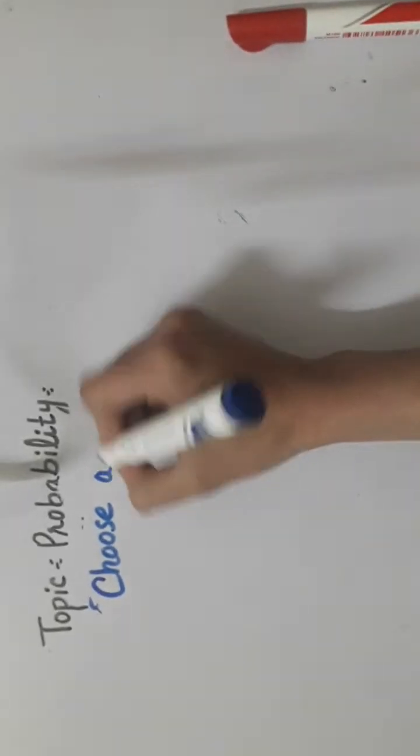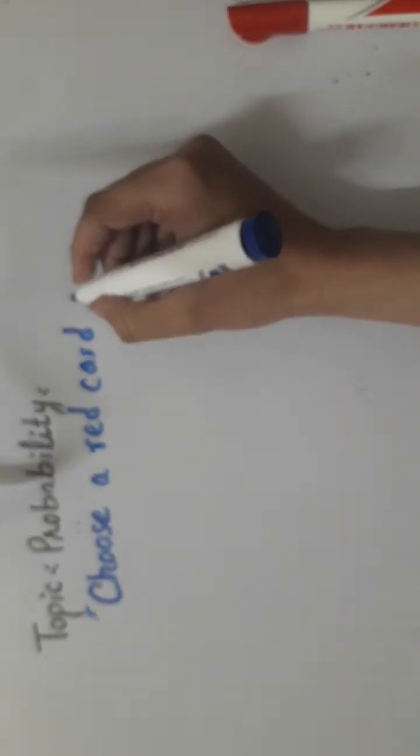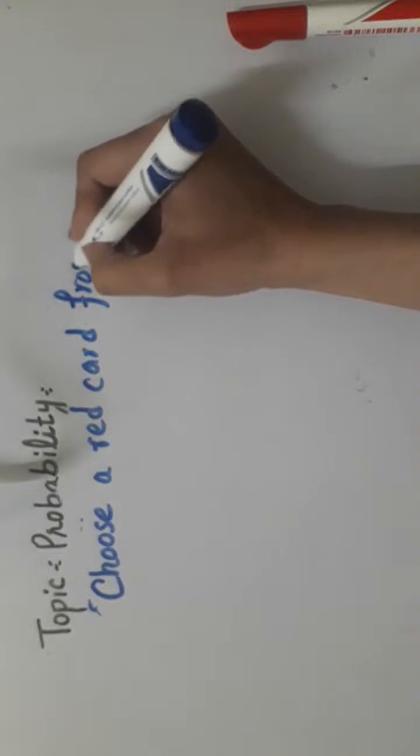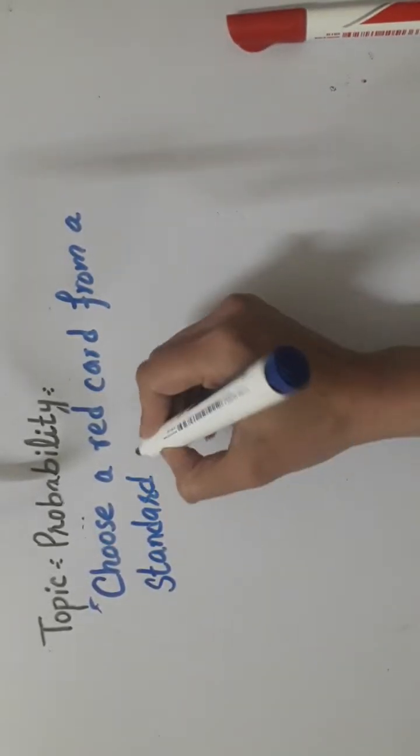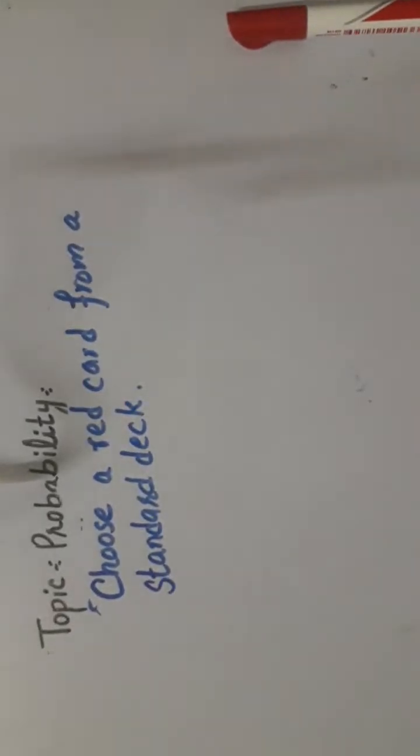Another example is, choose a red card. You have to choose a red card from a standard deck. So you will use a standard deck. First of all, the sample space has a total number of cards, which is equal to 52.